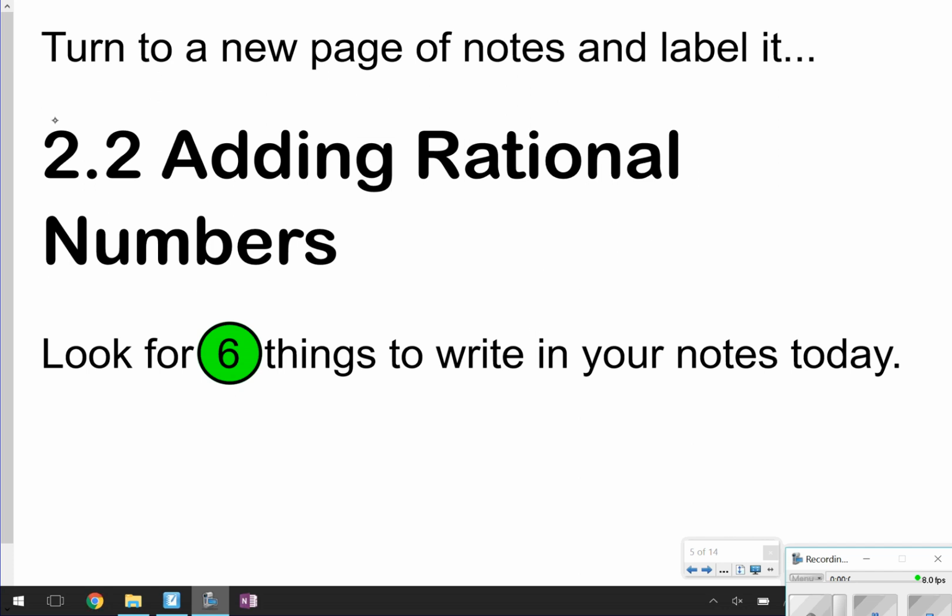Today we're going to be talking about Lesson 2.2, Adding Rational Numbers. Today you're only going to be looking for 6 things to write down. The first thing is words, and the rest of them are going to be some examples to try. So let's go ahead and get started to see what we're learning today.